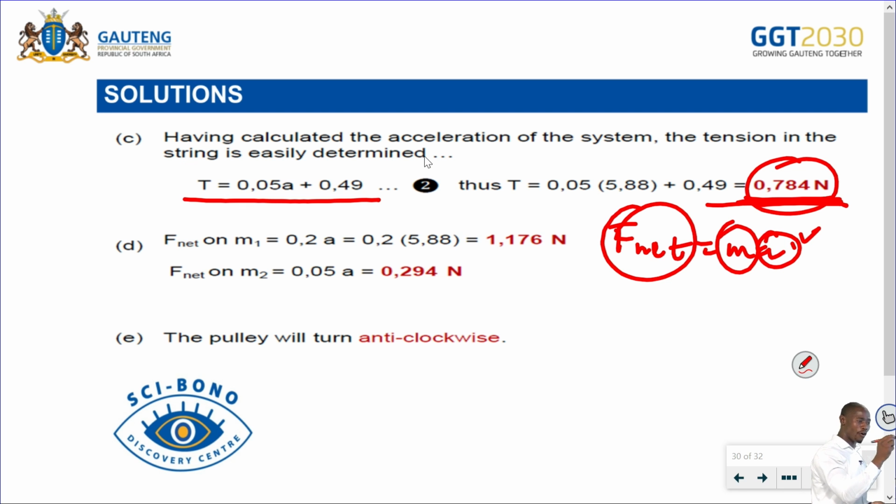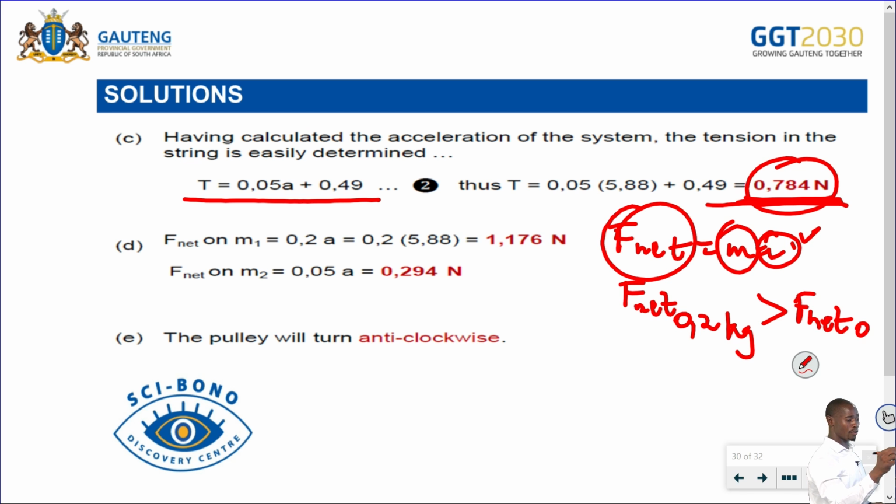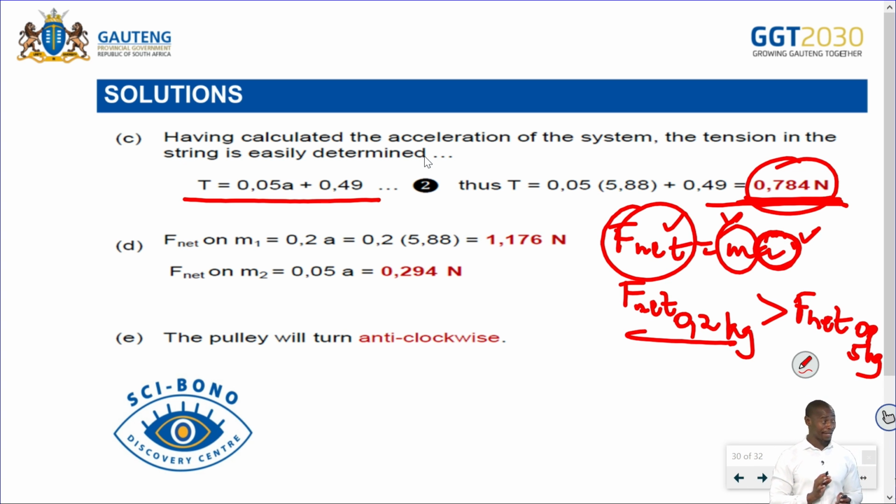So the net force of the 0.2 kilogram will be greater than the net force of the 0.05 kilogram. Why am I saying that? At constant A, these two are directly proportional. So I hope you understand that. I hope it does make sense. What is constant here? It's acceleration, which is 5.88. So the net force of the 0.2 will be greater than the net force of the 0.05.